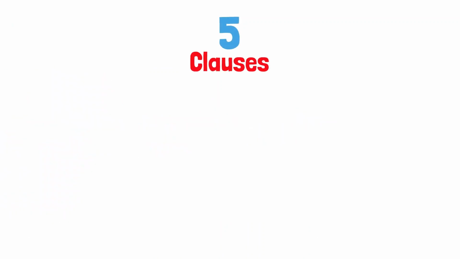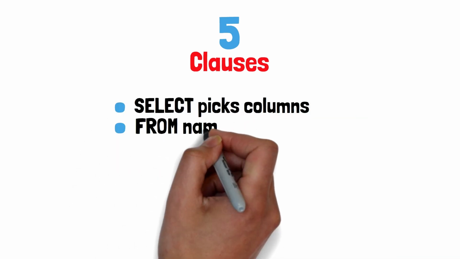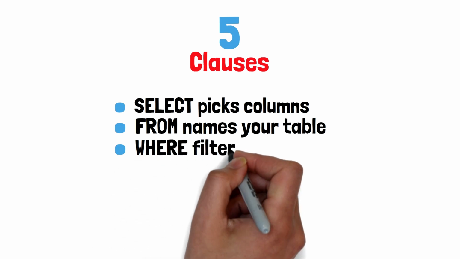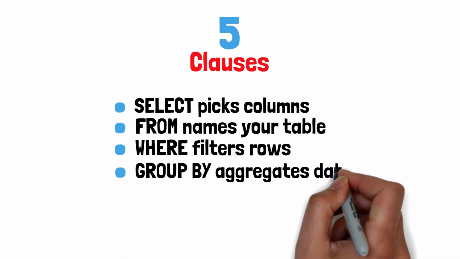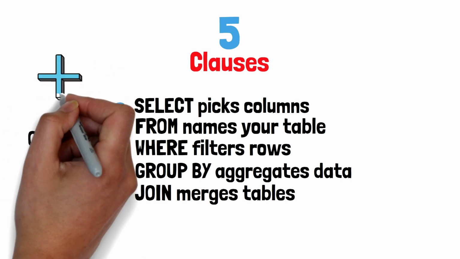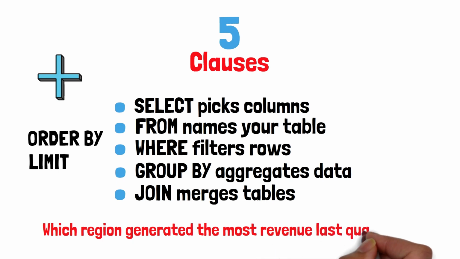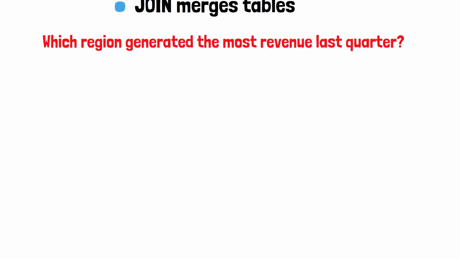Five clauses power nearly every SQL query. Select picks columns. From names your table. Where filters rows. Group by aggregates data. Join merges tables. Plus, refine results with order by and limit to sort and cap output. Combine these, and you can answer, which region generated the most revenue last quarter? In seconds.